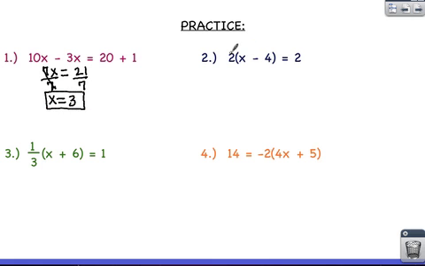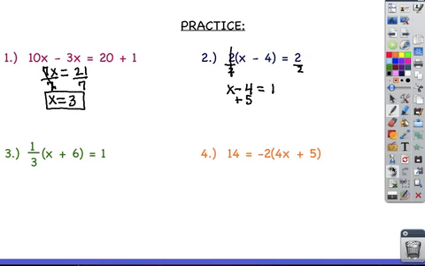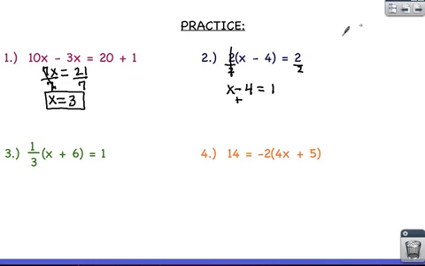Number 2, we can either distribute the 2 and go from there, or we can divide both sides by 2, which is what I'm going to do. This leaves us with x minus 4 equals 1, and then we can add 4 to both sides, so we get that x equals 5.